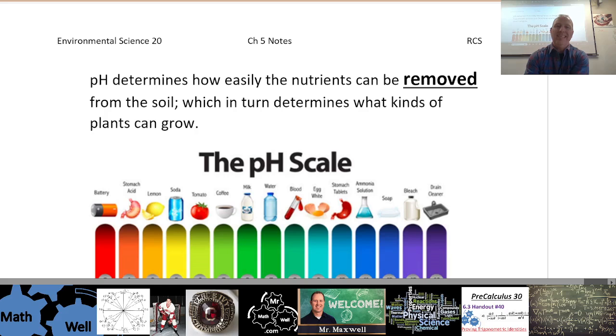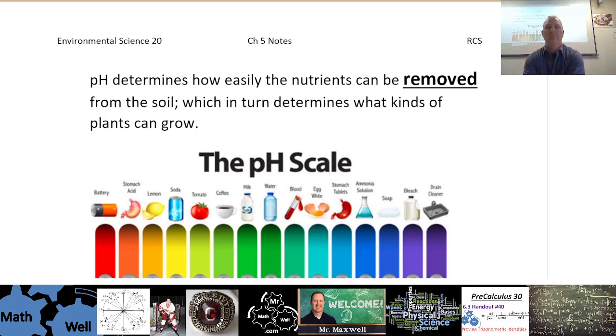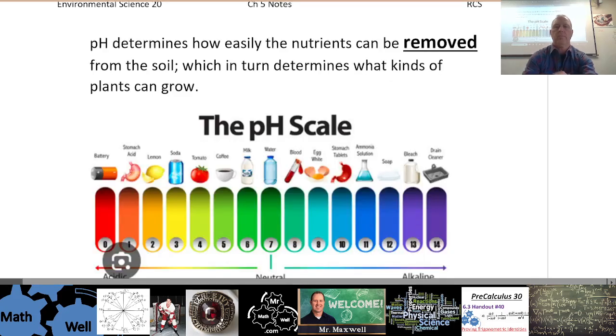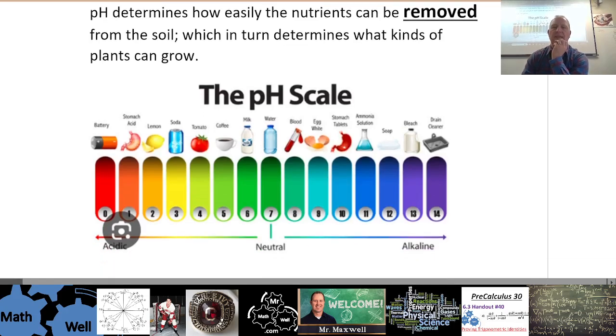pH determines how easily nutrients can be removed from the soil, which in turn determines what kinds of plants can grow. So the pH scale. Now this is interesting. I don't think this is in your textbook. I pulled this just so you have an idea of what we mean by acidic. Well, you might know things that taste bitter, like lemon, right? I wouldn't taste battery acid or stomach acid, but those are very, very acidic down here.